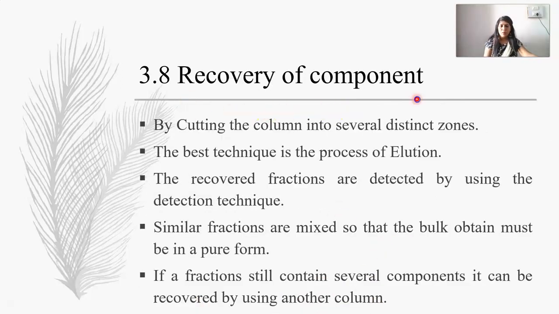Next is recovery of components. See, by cutting the column into several different zones, it can be recovered. The best technique for the process is elution. The recovered fractions are detected by the detection technique. Similar fractions are again mixed so that the bulk is obtained in the purest form. If the fractions still contain several kinds of impurities, at that time what has to be done? Another column is to be utilized for the proper separation and recovery of that particular component.